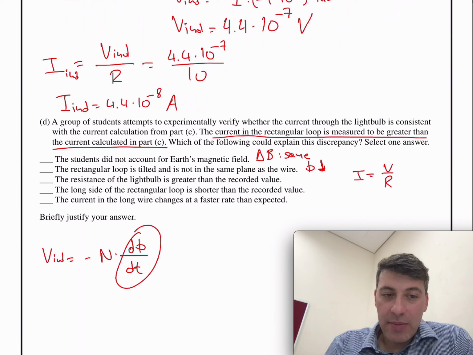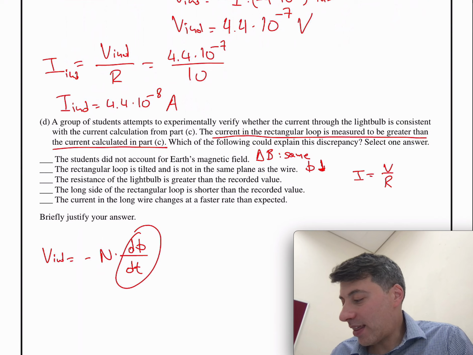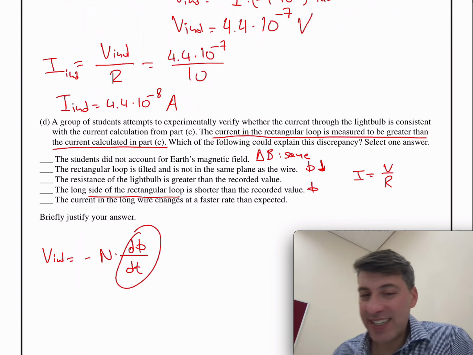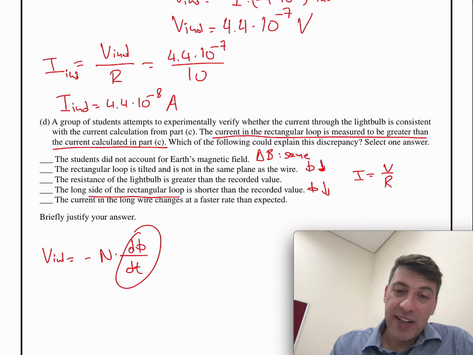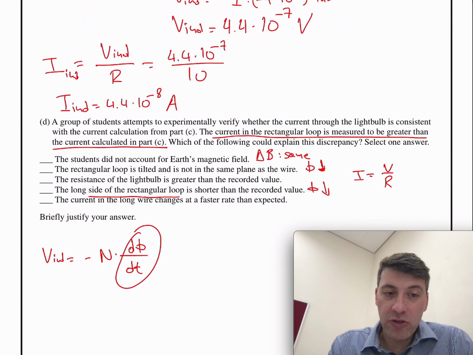The next possibility is that the long side of the rectangular loop is shorter, and again, if the side of the loop is shorter, this will decrease the magnetic flux. So again, since the magnetic flux decreases, the rate of change of the magnetic flux will be even less. So this will provide a smaller value for the induced current.